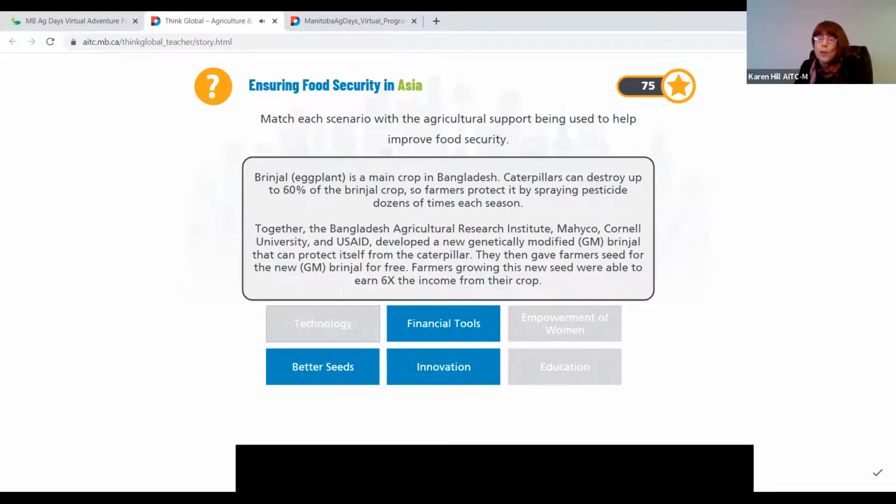And the last one, brinjal, also called eggplant, is a main crop in Bangladesh, but it is very susceptible to a caterpillar, which can destroy 60% of it. So they are constantly spraying pesticide, but they're still losing a lot of their crop. So the Bangladesh Agricultural Research Institute, an Indian cooperative, Cornell University and USAID came together and developed a genetically modified brinjal that can protect itself from the caterpillar, provided the seed free to the farmers, and farmers using the seed have been able to increase their income by 6 times due to reduced input costs for pesticide and increased yield. So this was better seeds.